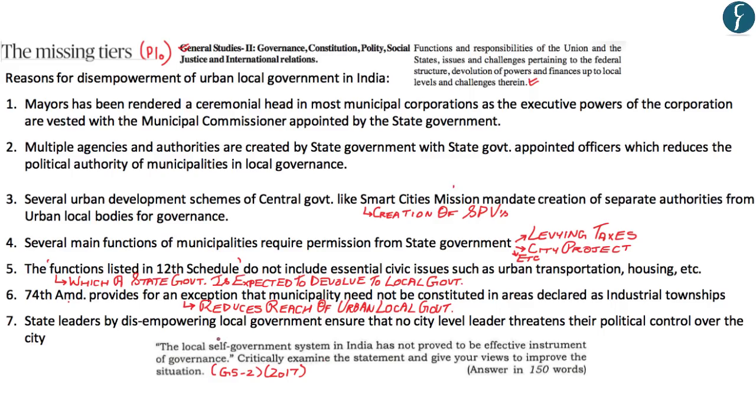Now this section gives the reasons on how the local self-government system in India has not proved to be an effective instrument of governance. However, the article does not provide the critical examination of these reasons or means to improve the situation. However, the article and the explanation given in this section provide you a comprehensive view on how the local self-government system in India has not proved to be an effective instrument of governance. And one way you can practice further is to critically examine these seven statements, and further you can also give reasons on how these seven problems can be rectified. And so now with this, we move on to the next article.